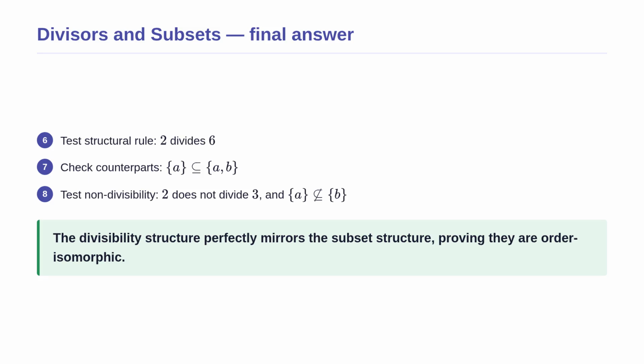We must now test if the structural rules are preserved during this translation. In our first set, the number 2 divides evenly into the number 6. We look at their mapped counterparts, the set containing A and the set containing both A and B. Since the first collection is entirely contained within the second, the structural relationship is perfectly preserved. This also works when the rule fails. 2 does not divide 3, and correspondingly, the set A is not a subset of the set B. Because the structures perfectly mirror each other, they are order isomorphic.